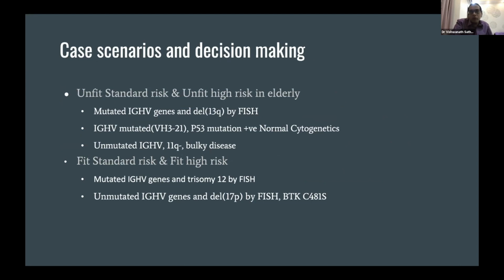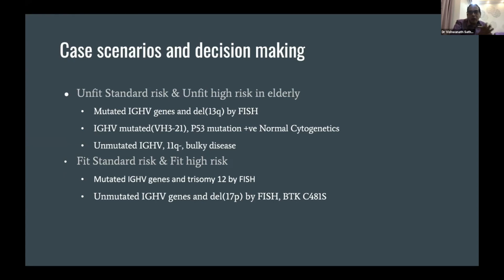So in various clinical scenarios, as medical oncologists, we have difficulties in decision making. Broadly in CLL, we can have an unfit patient who can be standard risk, or an unfit high risk patient, generally elderly patients. When you're talking about standard risk, it could be a mutated IGHV gene with standard cytogenetics of 13q deletion by FISH, and the patient could be elderly. Then you could have a mutated IGHV, but the patient may have P53 mutation positivity, or it could be an elderly patient coming in with unmutated IGHV with 11q deletion. Generally, these patients are known to have bulky disease. These kinds of scenarios are very common in elderly patients.